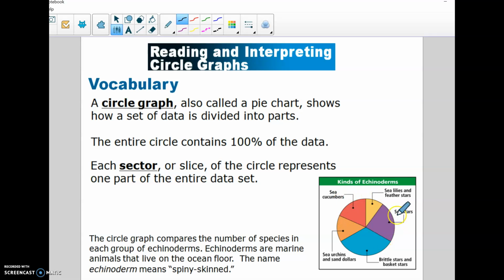Here's an example, kinds of echinoderms. This part is sea lilies and feather stars, this is sea stars, etc. The circle graph compares the number of species in each group. Echinoderms are marine animals that live on the ocean floor. It means spiny skinned.